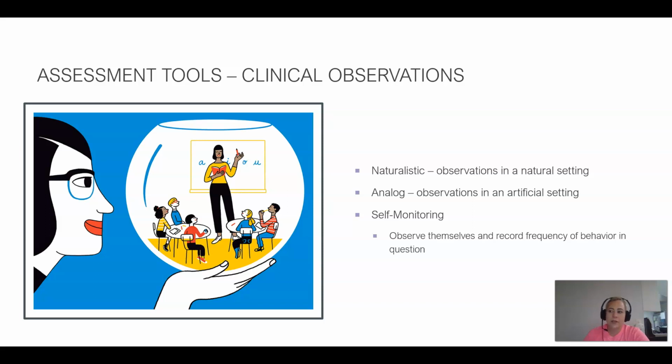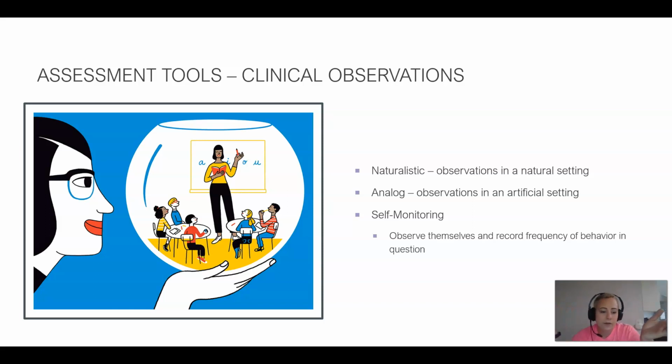Think of if I wanted to observe children's bullying behaviors, maybe I'd go to a daycare or something and just watch them through the window and make sure they can't see me. Very brief study. Analog experiments are observations in an artificial setting. So I might create a setting for the children to engage in if I wanted to observe any abnormal behavior or developmental delays, for example.